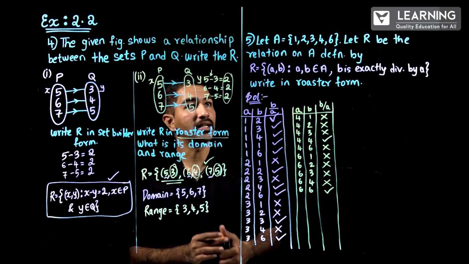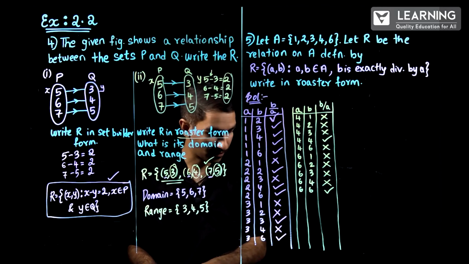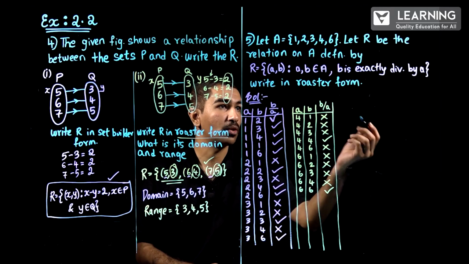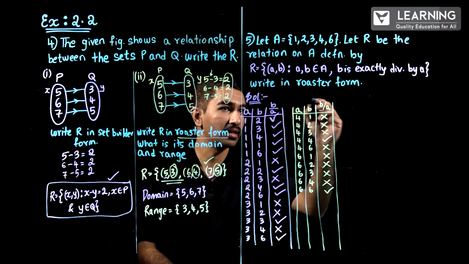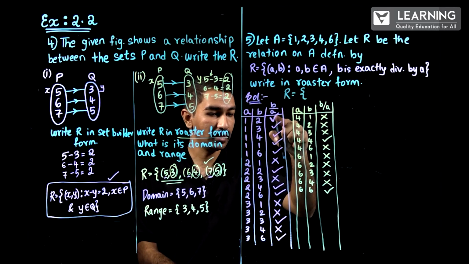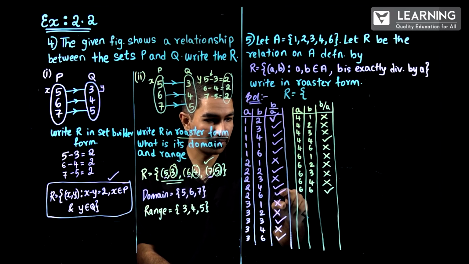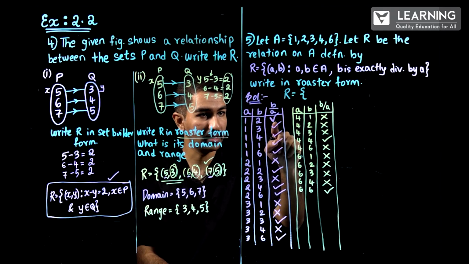So now we have to write the relation they have given in the roster form, right? So what can we write the relation here? R equals, all the pairs you count, students. So how many are there? 1, 2, 3, 4, 5, 6, 7, 8, 9, 10, 11, 12.